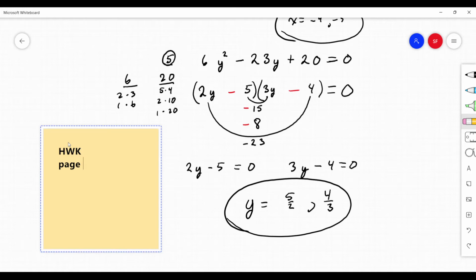Page 244. Numbers 18 through 48, evens. Alright, 18 through 48.